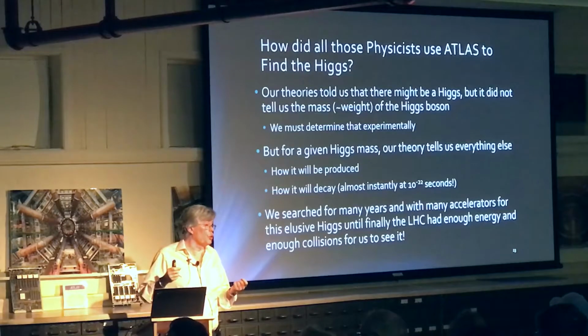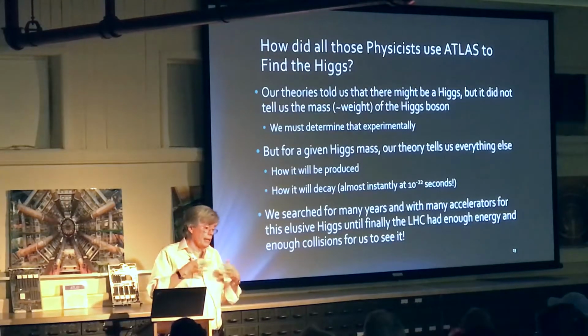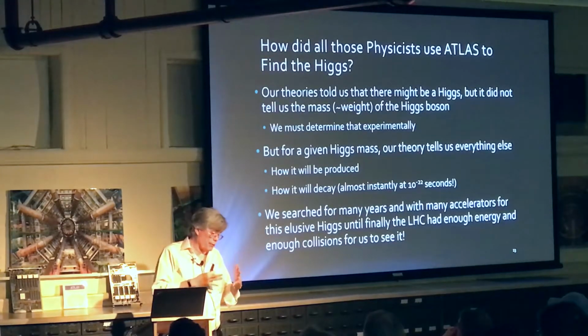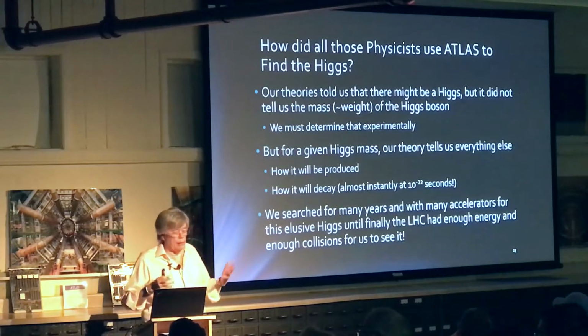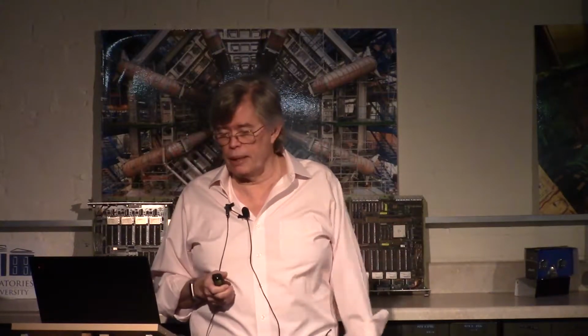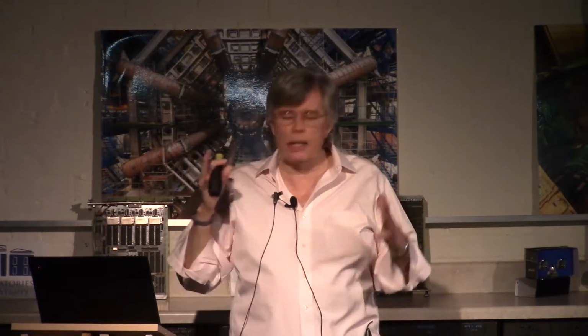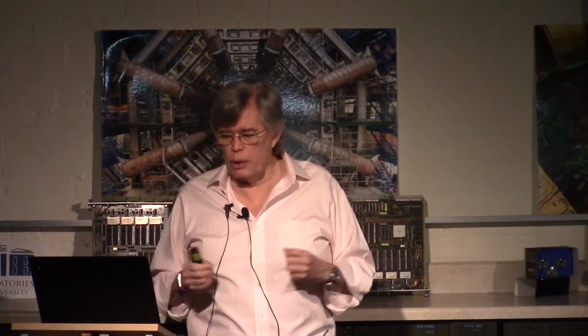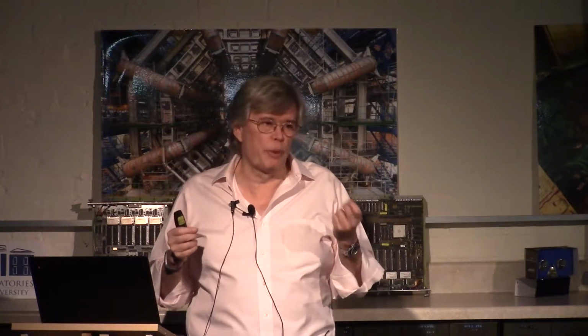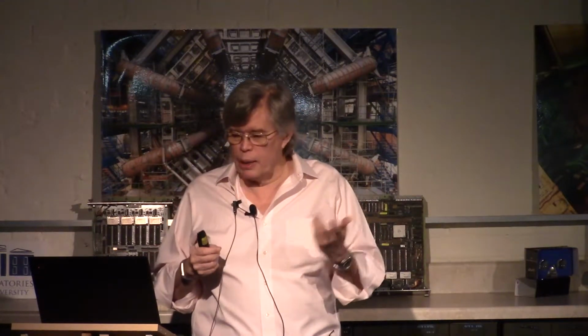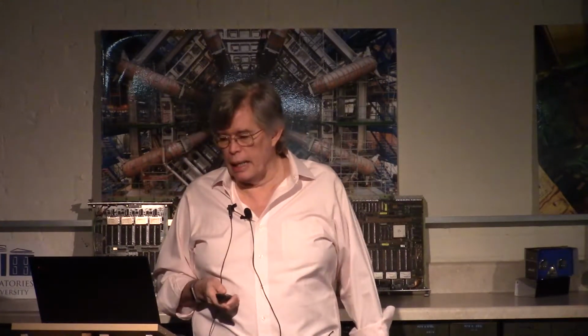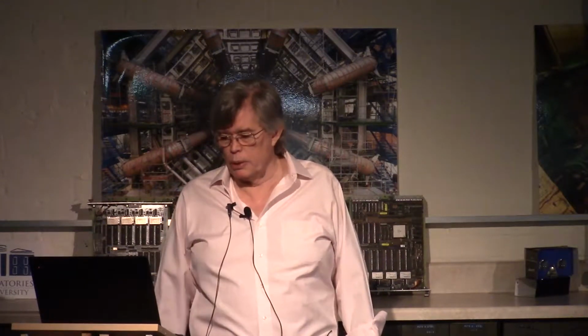And that's why it took so long, because people didn't know where it was. Until we had an accelerator with sufficient energy to see it, we weren't able to find it experimentally. But once you know the mass, the theory tells you everything else that you need to know. It tells you how it will be produced and how it will decay, which happens almost instantly into other particles. And so again, we searched for many years using smaller accelerators and didn't find it until we finally had enough energy with the LHC to be able to discover it.